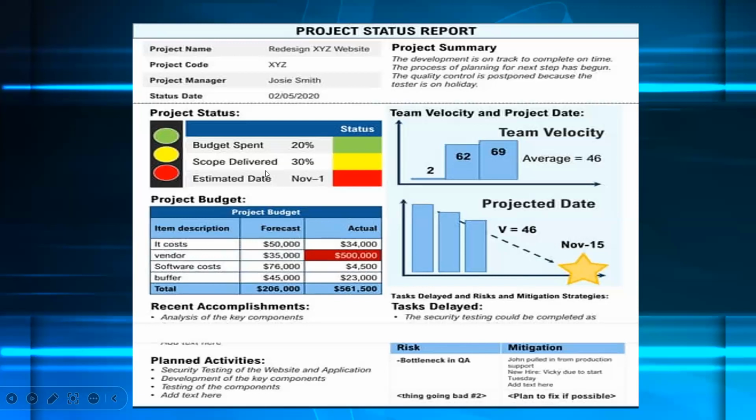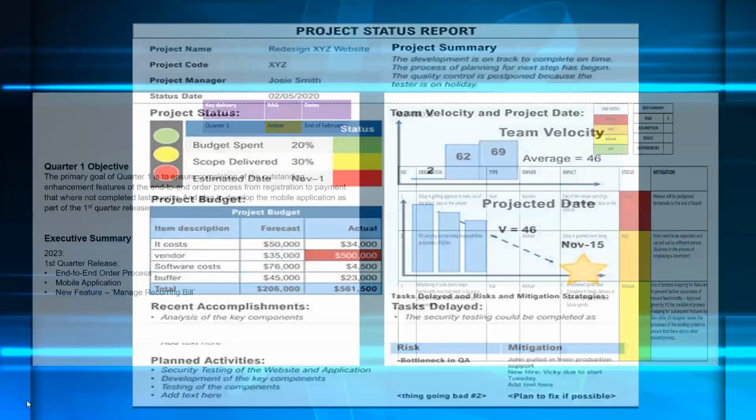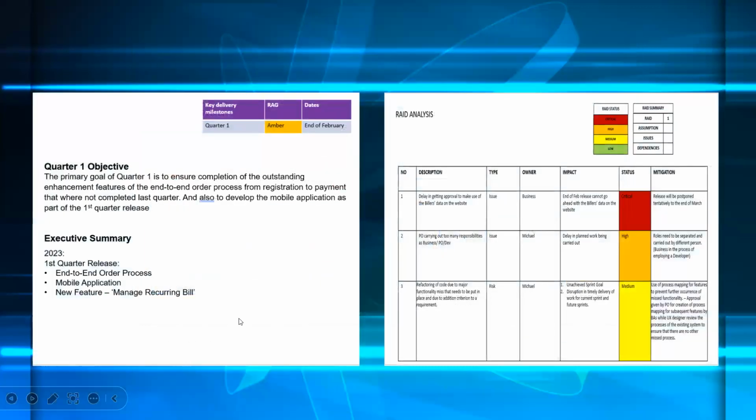So this is just a one-page report sample. Now I'm going to show you another, which is a two-page one, because earlier I talked about part of your content being your executive summary. So this is another one that you can give. For this one, you can see it's saying the key delivery milestone. This is Q1 that we're talking about.